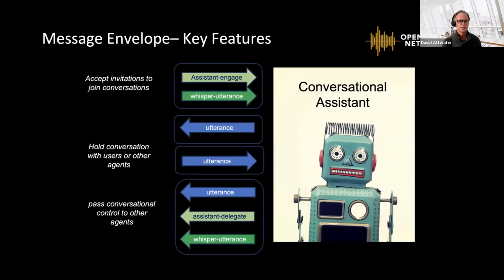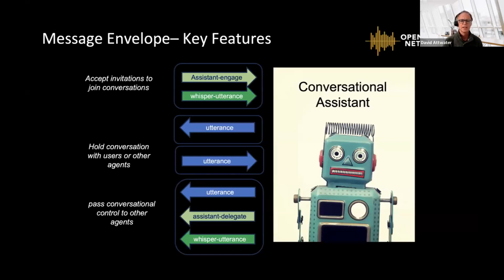Secondly, then, of course, it needs to be able to actually hold conversation with the users or potentially other agents. And thirdly, when it's done its job, it needs to be able to pass control back off, either to the referring agent or to somewhere else that it thinks is appropriate to help it solve the problem.